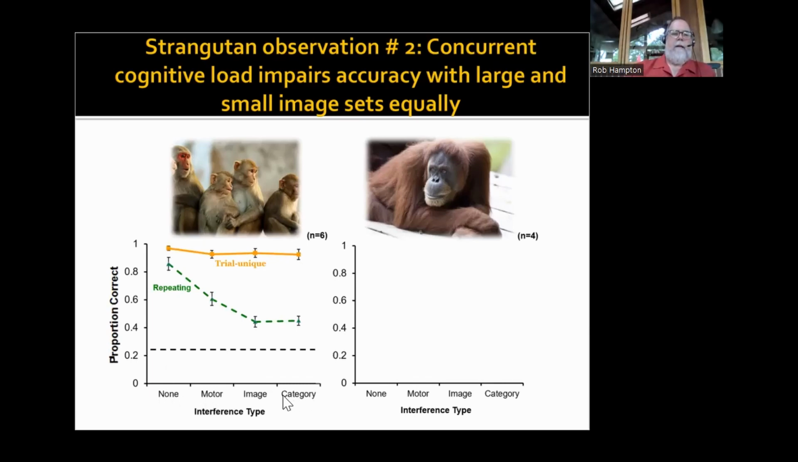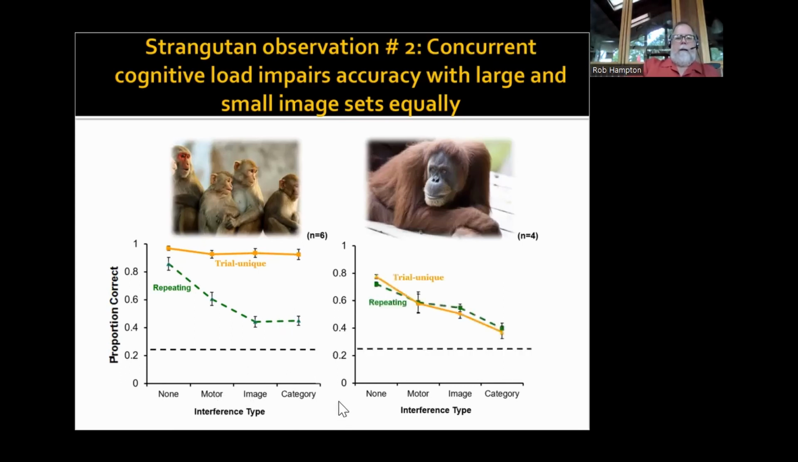Having them do this competing cognitive load that's shown on the x-axis, either nothing happens or they have to go all the way to make a categorization response. There is no effect in the familiarity tests we think are engaging familiarity, and a huge decrease in performance with increasing cognitive load if they are using working memory.